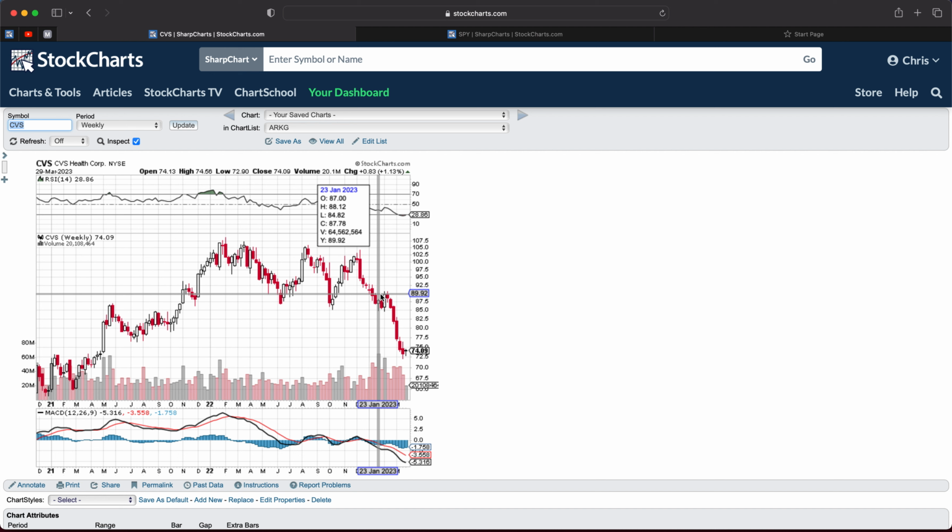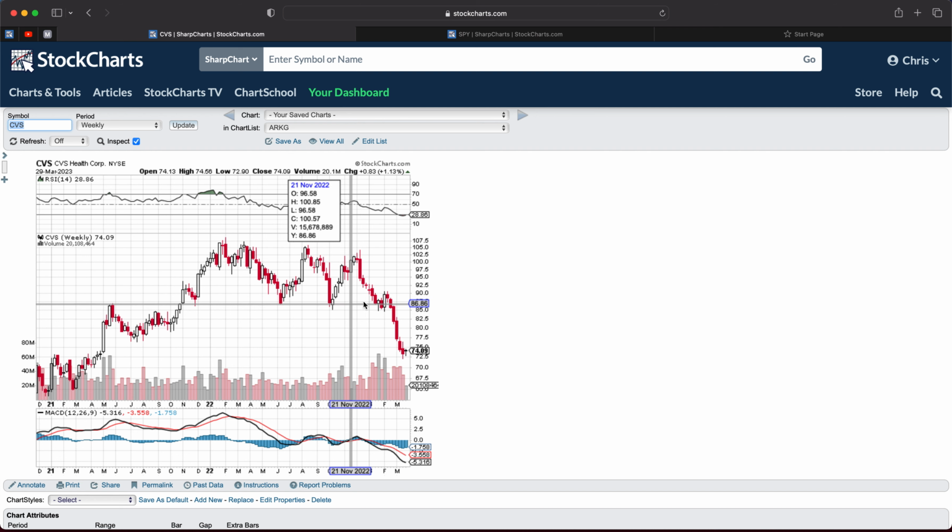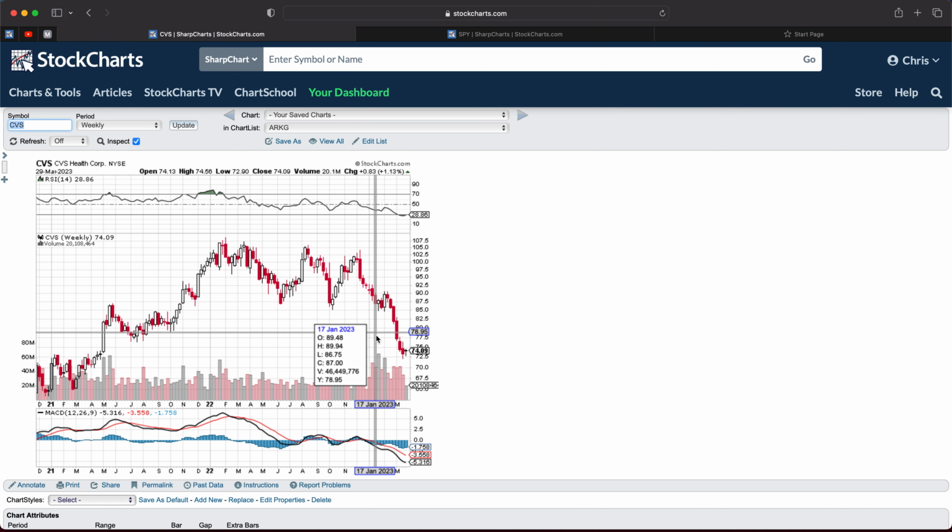January 24th, you're over here, right? And you're like, this doesn't look like it's done falling. It hasn't even hit this level of support yet, right? You're up here buying when you know that it could come down here to this level of support. If it breaks this level of support, it's likely to come down to this level of support, in which it broke that. So this level of support would have been next. So I like that.